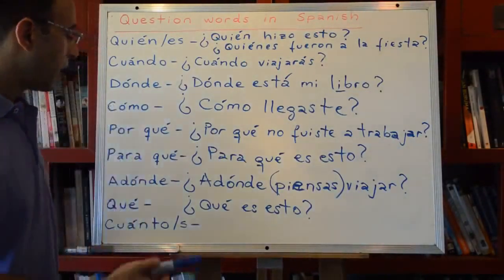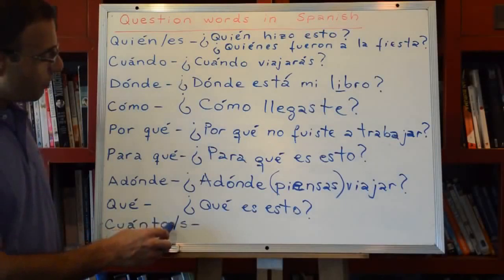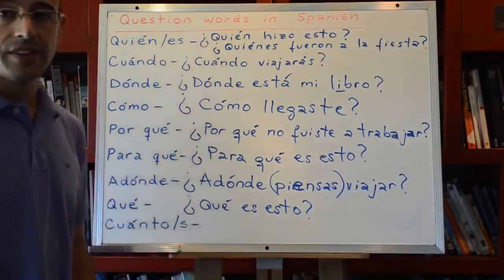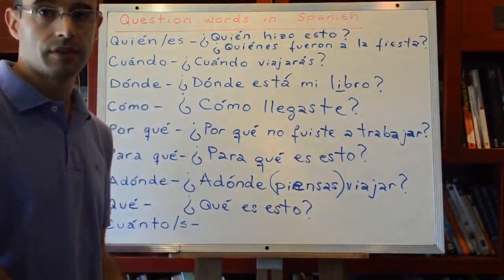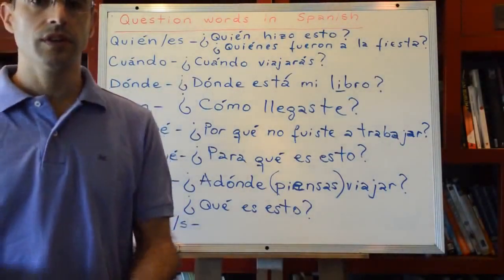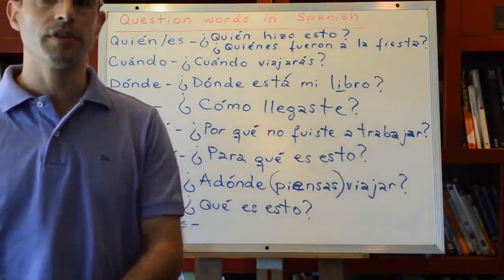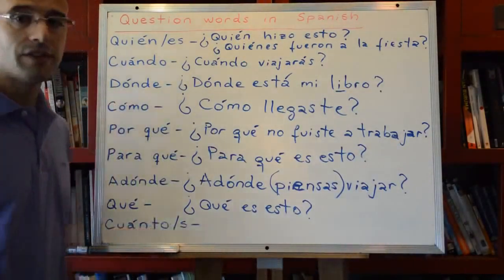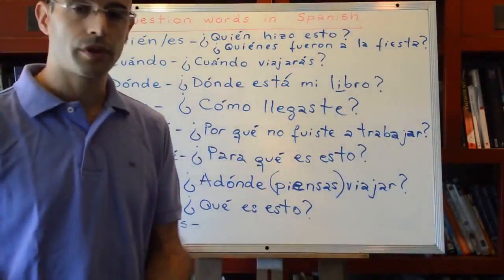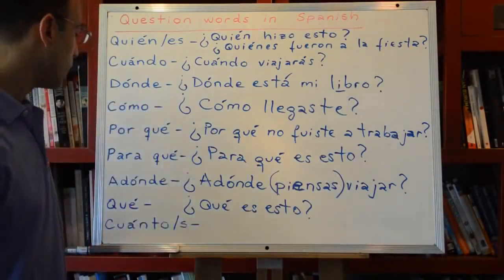So, it's logical that it would be cuántos with S at the end for things that we can count, that we can pluralize, okay? Like trees, coins, birds, whatever, right? And it would be cuánto for things that we cannot count, like water, air, money, etc. Okay? For example.